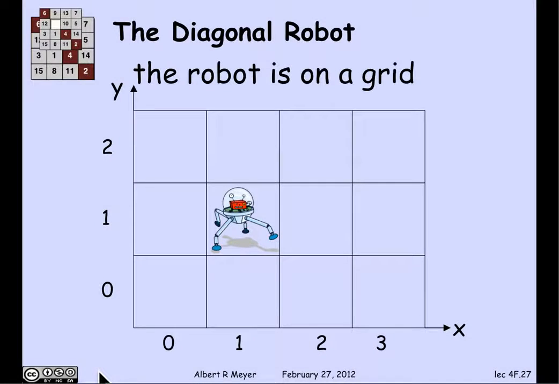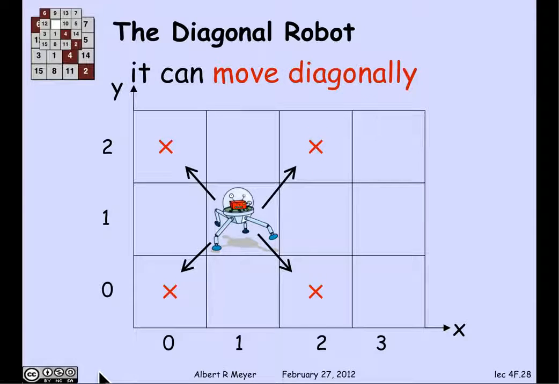So let's do one more example to wrap this up. Suppose I have a robot on a grid, the integer grid, and we can think then of the coordinates of the robot as the coordinates of the square that it's in, a pair of non-negative integers. Now, the way that this robot can move is it can make a diagonal move in one step. So it can move one step to the northeast or southeast or northwest or southwest, and that's it.